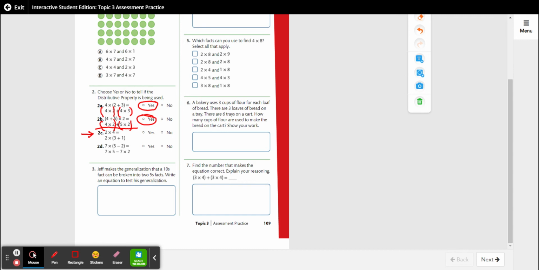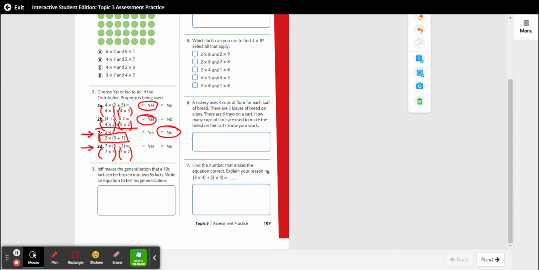Let's review again. The distributive property says that a multiplication fact can be broken apart into the sum of two other multiplication facts. Do you see two other multiplication facts here? No, you don't. You just see actually one multiplication fact right here. So the answer is no, not. Okay? All right, 2D. 7 times 5 minus 2 equals 7 times 5 minus 7 times 2.